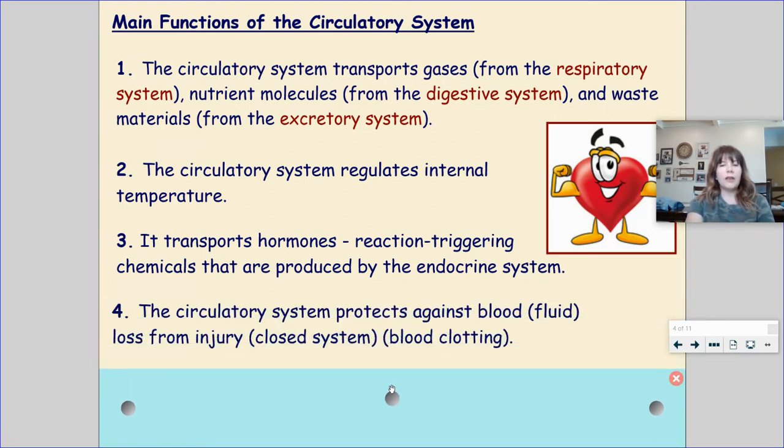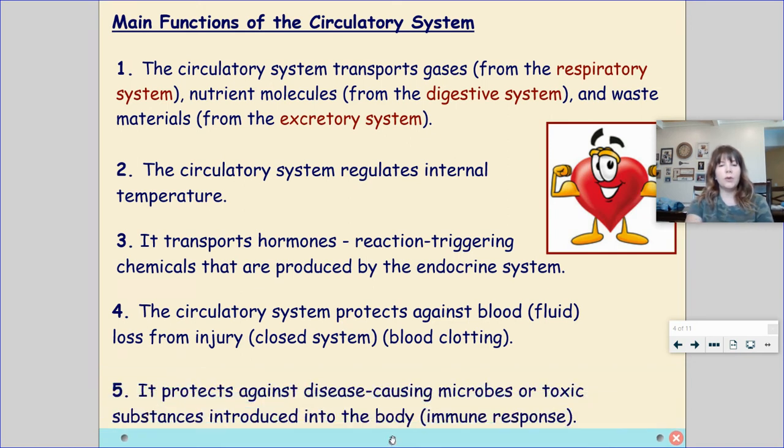Another one is it protects against loss of fluid. So you guys will learn later in this chapter about blood clotting. We have a closed system. The blood stays inside our body. That's a very important thing. Okay. You have, and we're going to talk about how much blood, about 5 liters approximately of blood in your body. And so you need to keep it in there. You don't want to lose any because, again, it's key to transporting oxygen around your body. So got to keep it in, don't want it out.